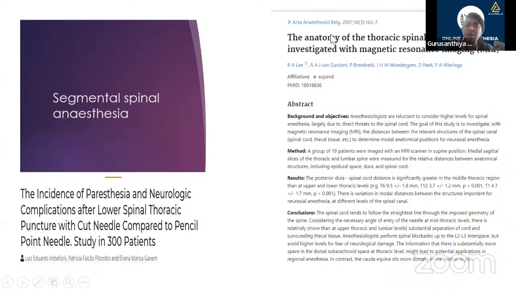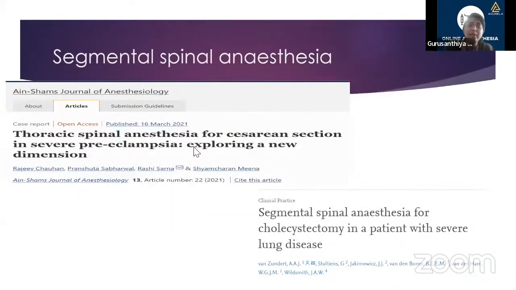And in the anatomy of the thoracic and spinal column, magnetic resonance imaging showed that the spinal cord is more anterior in the thoracic area than in the lumbar area. So we went ahead with the spinal anesthesia. There is also a case report from the Ames Journal saying that they went for a thoracic spinal anesthesia. Here they used 0.5% heavy bupivacaine 1.2 ml, but we used isobaric ropivacaine.